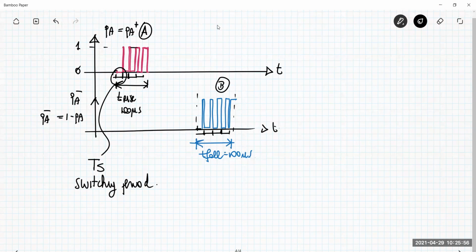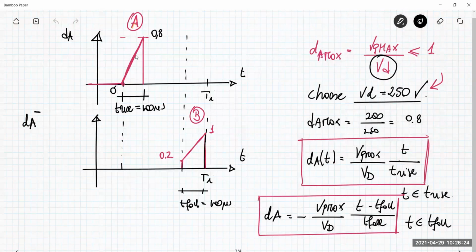How many of these pulses do I have in T-rise or T4 in order to have this linear increasing of the duty cycle? I don't know. This is something that I have to decide now. Basically, I have to decide the switching period, the switching frequency of the transistor. Which is a good choice to emulate this linear variation of the duty cycle? This one, for example, or also this one. How can I do that?